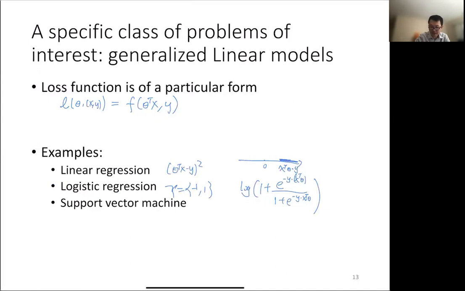On the other hand, if x transpose theta times y is very negative, the second term dominates this log, and taking the log of this effectively gives you just minus y x transpose theta, and this goes up linearly as x transpose theta gets larger. So the loss function would look like that. It shoots up linearly, and this loss function interpolates between these two regimes somewhat smoothly.